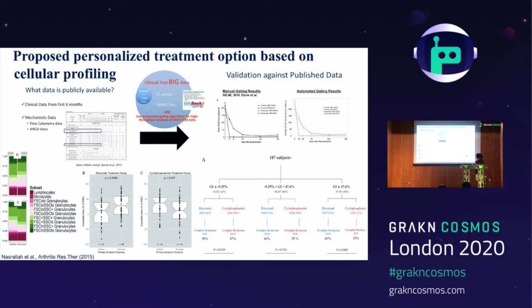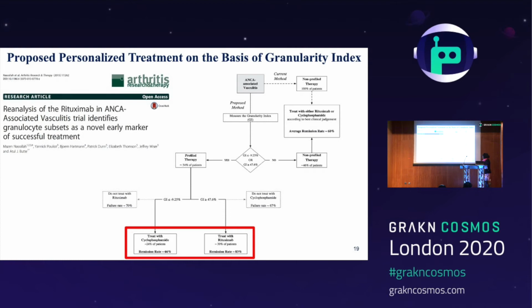Whereas those who were hypogranulated and treated with cyclophosphamide had about 67% complete remission, and just the vice versa on the other side: if they're hypergranulated, they did better with the rituximab arm. So just to give you an idea, based on these findings we proposed a personalized treatment on the basis of the granulatory index, and that's what is showing up here.